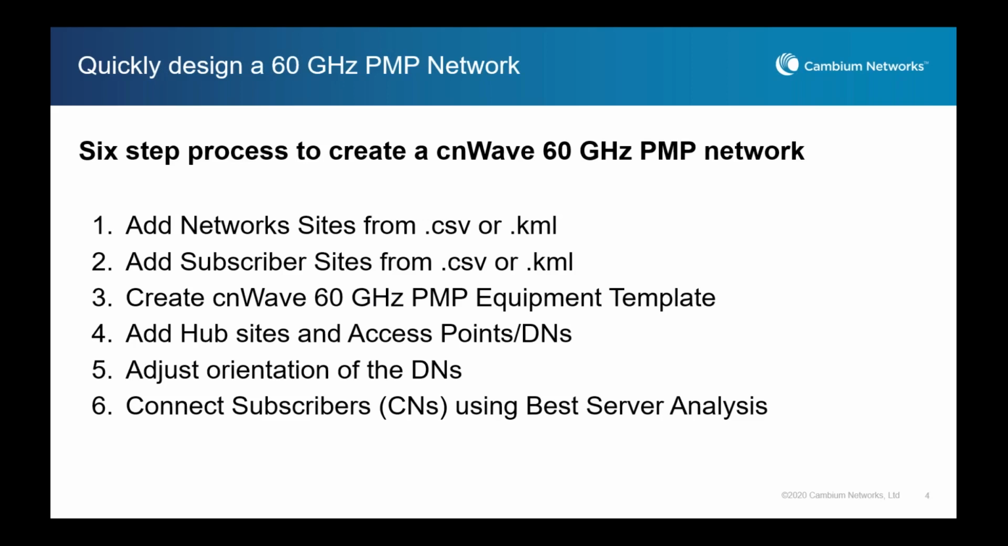We have an additional step in the process to adjust the orientation of the DNs, as each DN covers 280 degrees, unlike the normal 90 or 120 degree antennas we use for our other PMP products. This means that we can't add several at a site to form a composite 360 degree coverage, so we need to be a bit more careful with their orientation. We will then finish by connecting the subscribers or client nodes. So let's see how all this works in LINKPlanner.